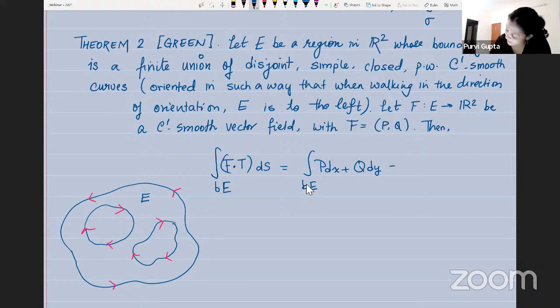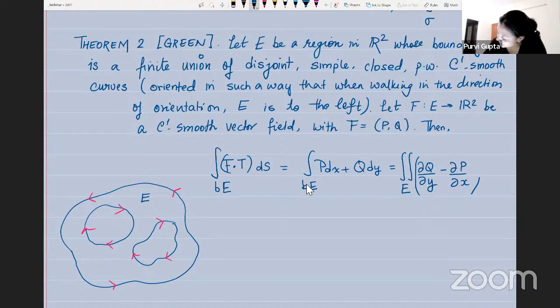Then this can also be computed as a double integral over the inside of the region. And I have to take the double integral of del Q by del X minus del P by del Y against dx dy. Again, I'm assuming that we all understand double integration for good regions. That is the assumption. I'm not going to have a detailed discussion of double integration.